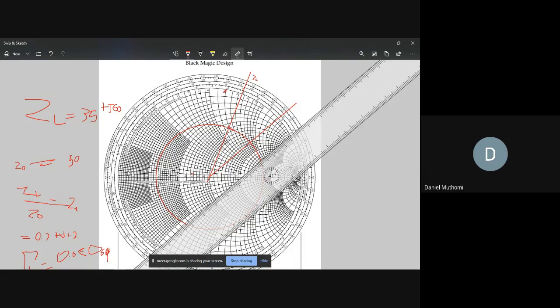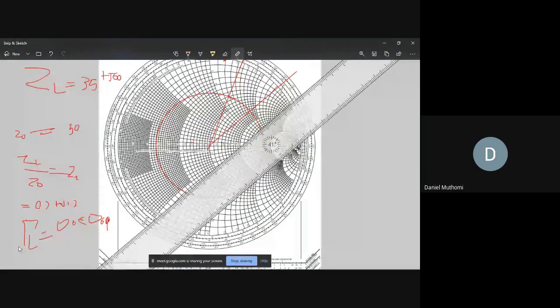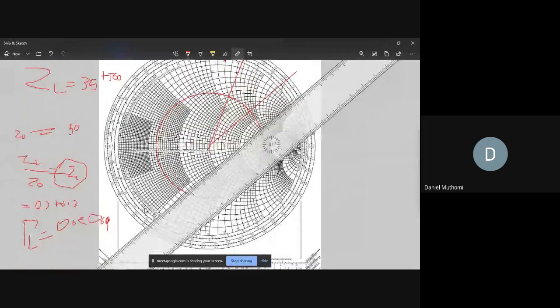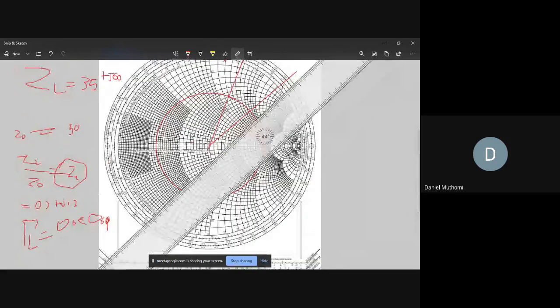I think you can also be given the voltage reflection coefficient to go back and find your ZL. You measure 0.6, that's your radius, draw your circle, at the angle you're given draw a line, and this point will be your ZL. So it's just manipulating that and that.